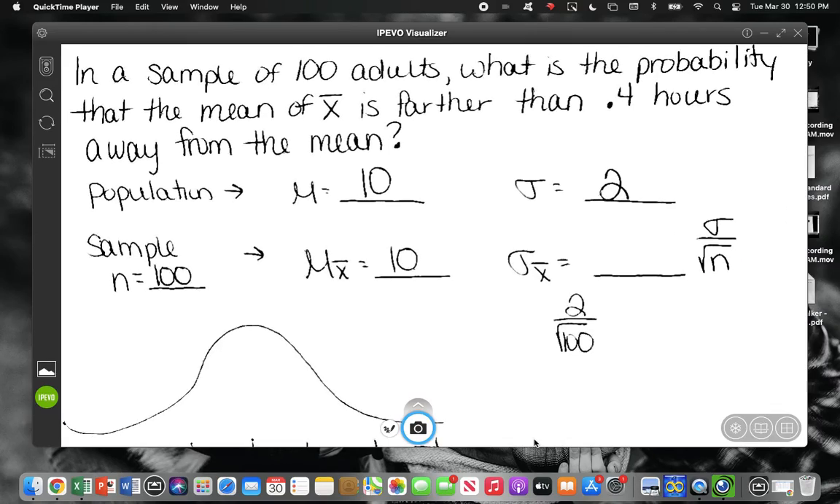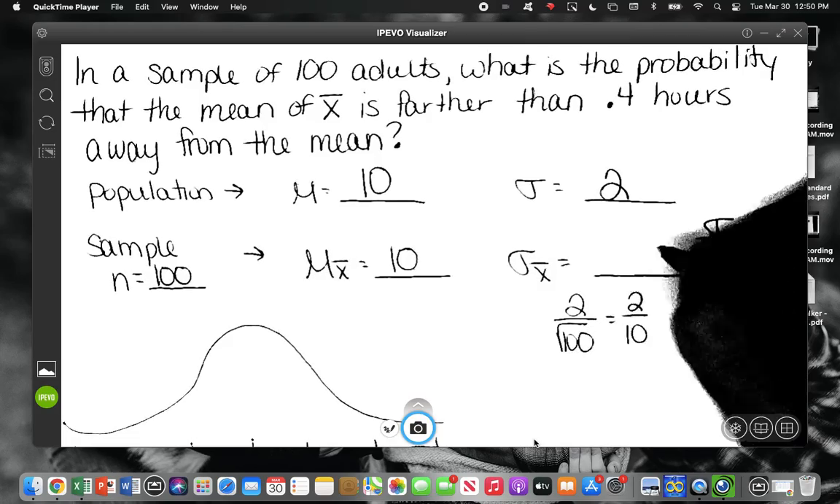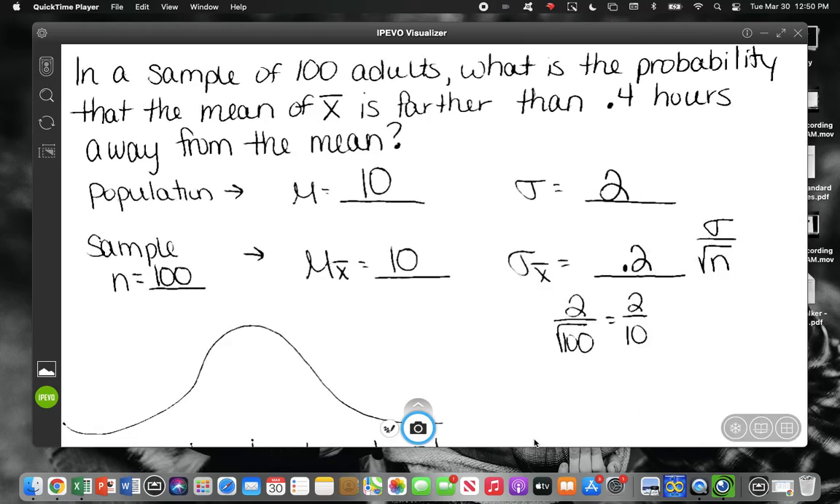I'll say, what is that? Say 2 times the square root of... no, 100? 2 divided by the square root of 100. 0.2. Because wouldn't that be 2 over 10, which is just 0.2?